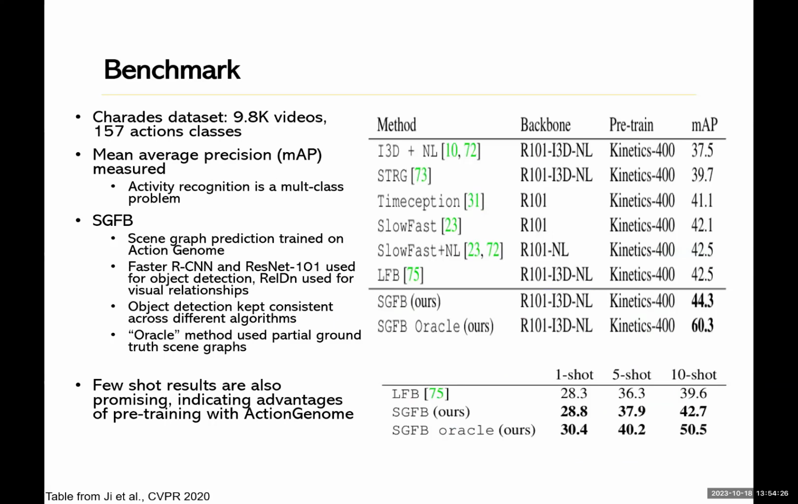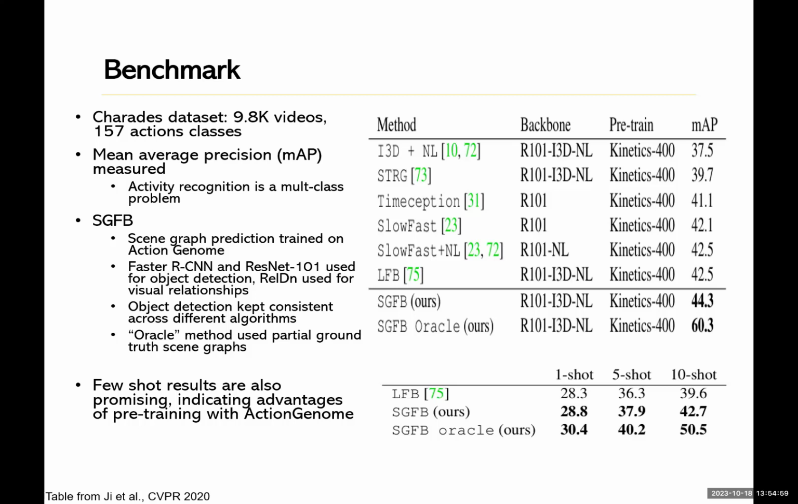What they looked at here is a bunch of baseline methods, and they looked at pairs. The scene graph prediction with their method was trained on action views. That's really the difference from the other methods. And with that, they are providing better performance.